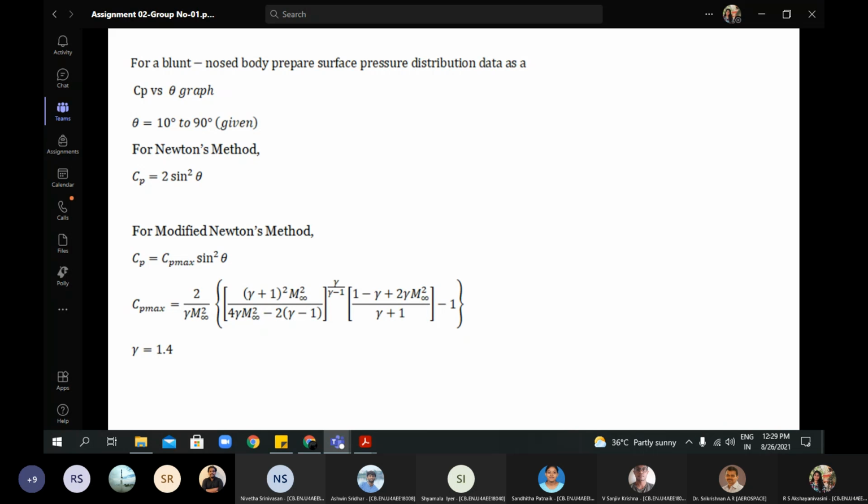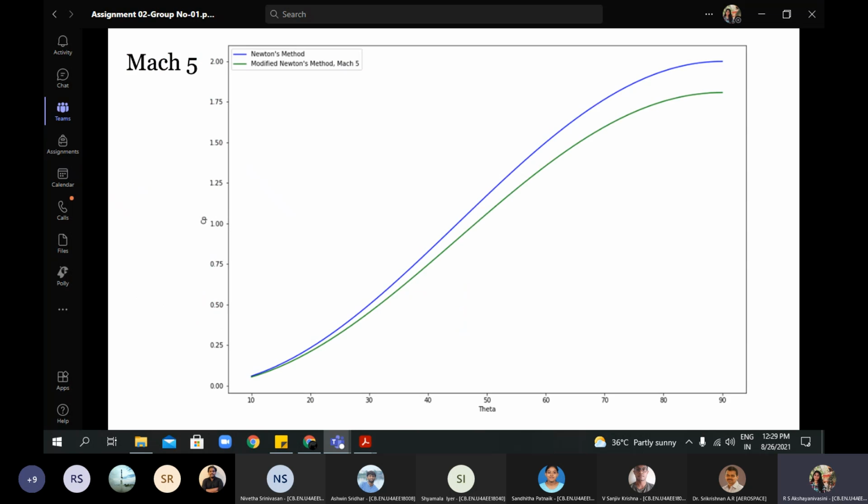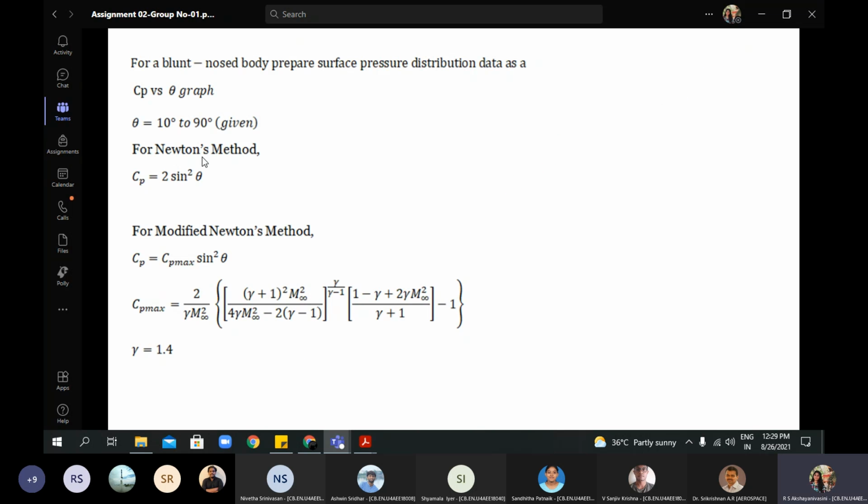So we were supposed to find the graphs for varying theta from 10 to 90 degrees. So we varied it at an interval of 10 degrees. For the Newton's method, we have the formula Cp is equal to 2 sine square theta, where theta varies from 10 to 90. And for the modified method, we've calculated Cp max using this formula, which was obtained from J.D. Anderson. We've taken our gamma to be 1.4.